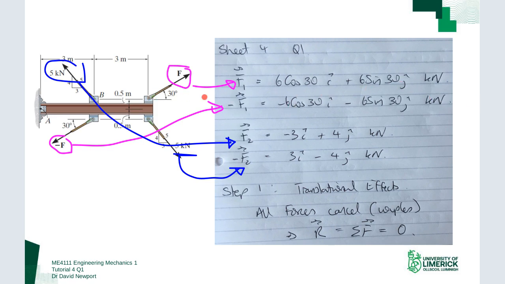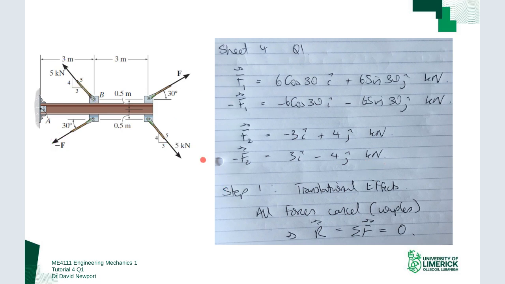So we got 6 cos 30 i hat plus 6 sin 30 j hat. So again, plus x direction, plus y direction. Minus that, because it's minus 6 cos 30 i hat minus 6 sin 30 j hat. So that's that one going down there. And the other one then I've broken into the components. So minus 3 i hat plus 4 j hat. So again, that's easy. It's being broken down by the triangle or the slope that is given there. And here we got plus i hat and minus j hat on that one. So 3 i hat minus 4 j hat in kilonewtons.